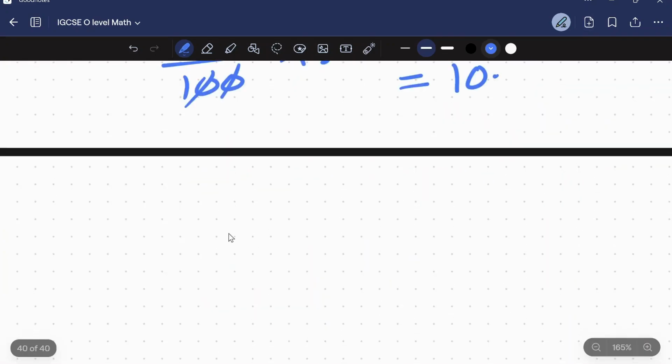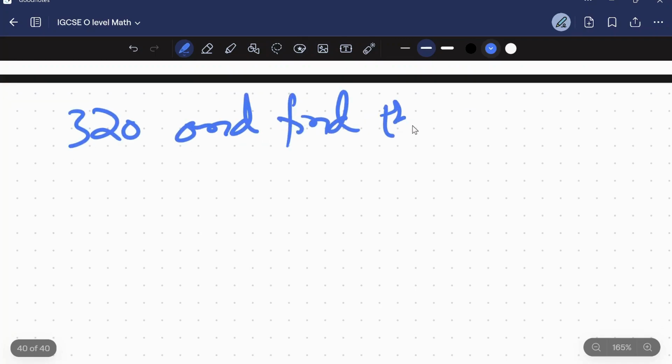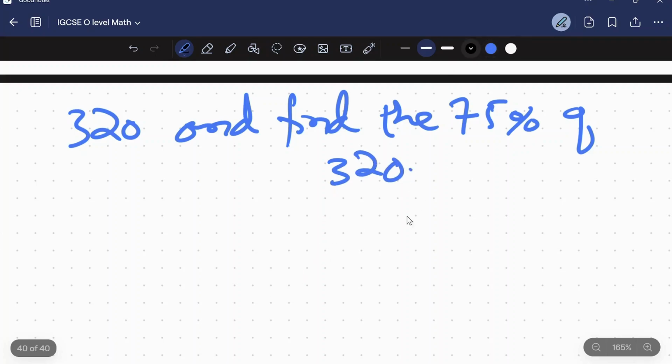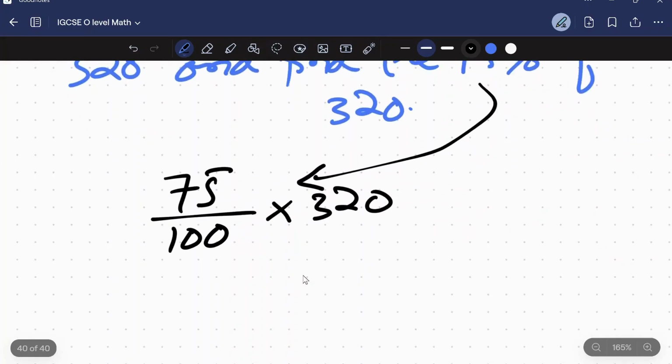Let's take another example. Let's say we have a number 320 and we need to find the 75% of 320. Now what we would do is first convert the 75% into a fraction. That would be 75 out of 100, right? And then we need to just multiply it with 320, because we have to find 75% of 320.